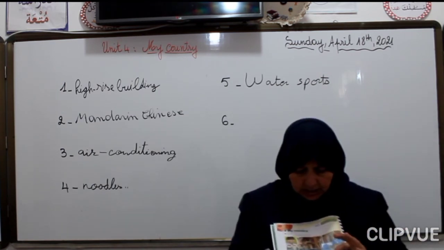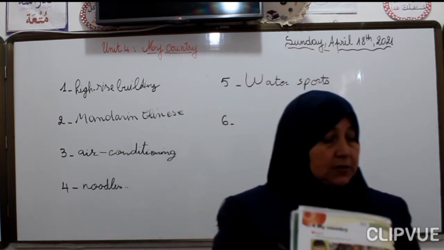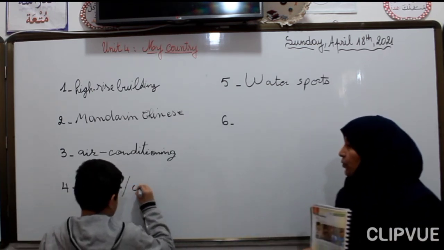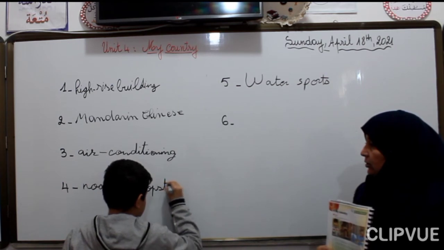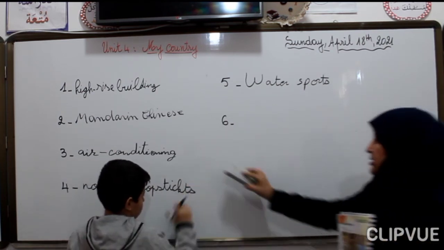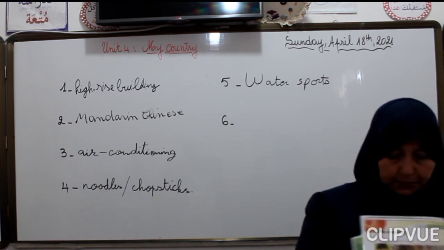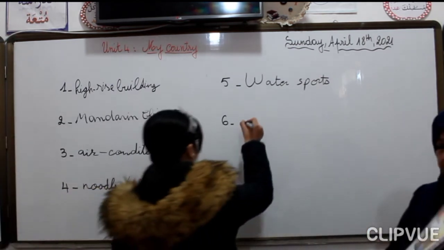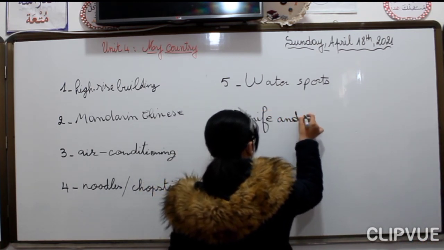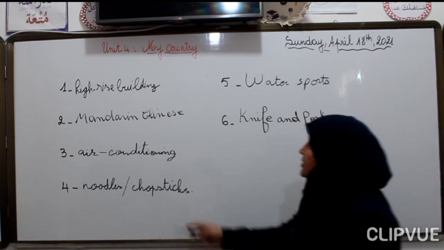But what's highlighted here? Chopsticks, yes. It's chopsticks that's highlighted. Akram, can you write chopsticks? You can say noodles, but they ask us to write the highlighted words. Good. Okay, the last one. Ikram, the last one. Very good. Thank you. So the first one is high-rise building.